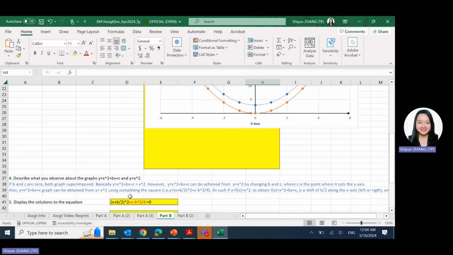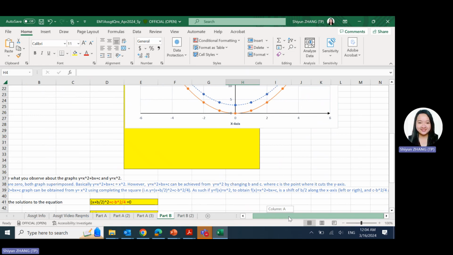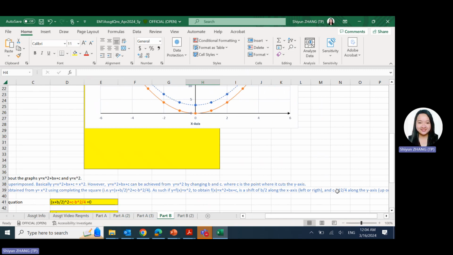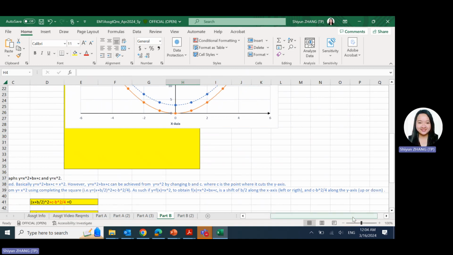Now this brings me to another thing. If I complete the square, I will be able to obtain x squared plus bx plus c by shifting. So we talk about input shift as well as output shift. In this case, minus b divided by 2 will be shifting along the x-axis, left and right, because this is my input shift. Then the output shift will be c minus b squared divided by 4. This will be my output shift, and therefore this will be my y-axis, up and down.